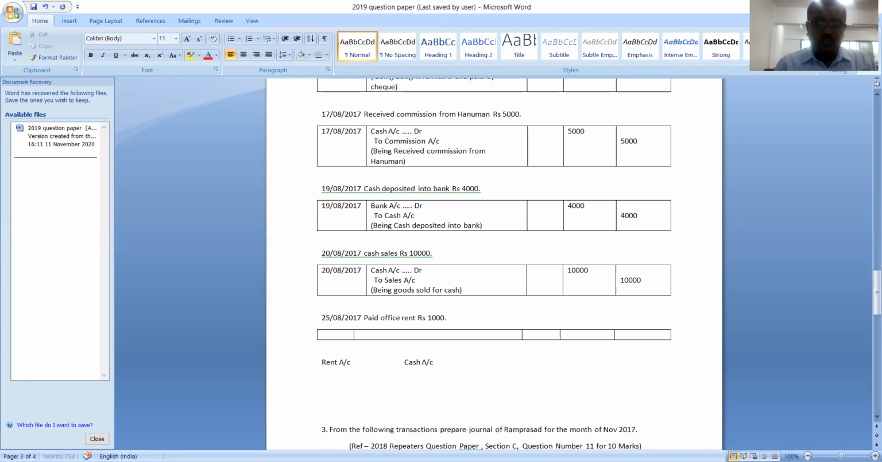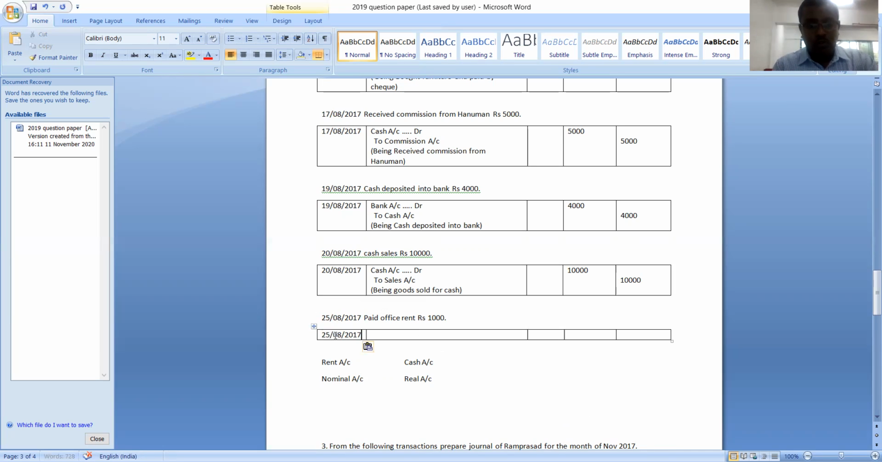Rent account is which account? Rent account is actually a nominal account. Cash account is which account? It is actually a real account. Now based on this situation, we should decide which account should be debited and which account should be credited. Here rent is what? It is expenditure.